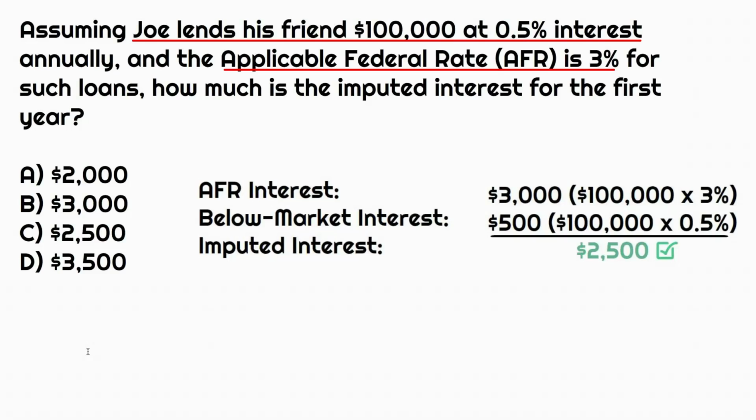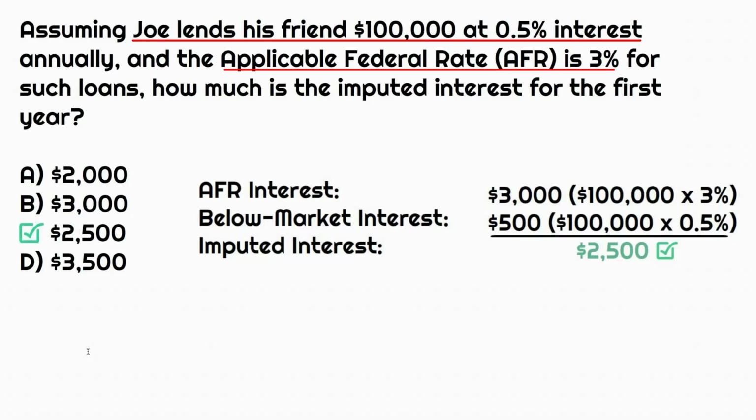So next, let's find out how much interest your friend would owe you at the given rate of 0.5%, right? 0.5% of $100,000 is $500. So now what we're going to do is subtract the actual interest charged of $500 from the interest at the AFR of $3,000 to get the imputed interest of $3,000 minus $500, which would be $2,500. Okay, so that's why the correct answer is $2,500.